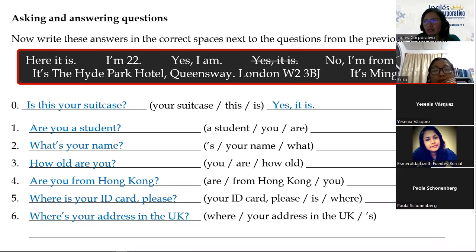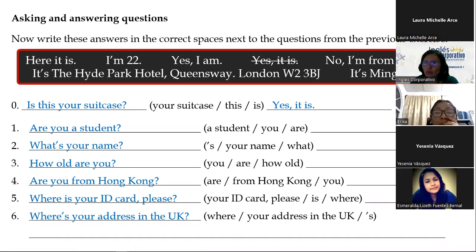We have, here it is, I'm 22. Yes, I am. Yes, it is. No, I'm from Shanghai. It's the Hyde Park Hotel, Queensway, London, W2 3BJ. It's Min Y Fan. I think that's how you pronounce it. So then we have here the first one, it's zero. La primera es el ejemplo. Is this your suitcase? Yes, it is. Okay, so what about question number two? What will be the answer?